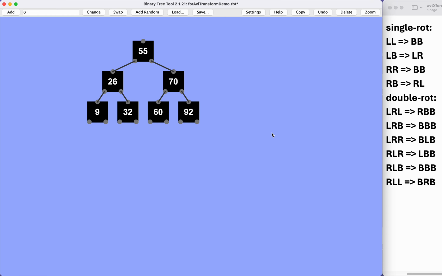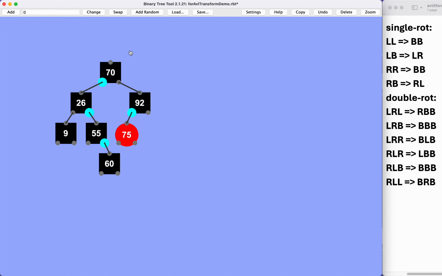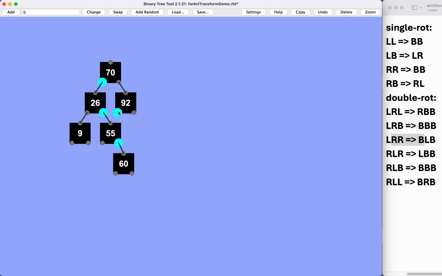And the last case here is I have left, right, and then right. So this guy's left leaning, this guy's right leaning, the grandchild is right leaning. So that ends up being that case. And so I will delete 75.